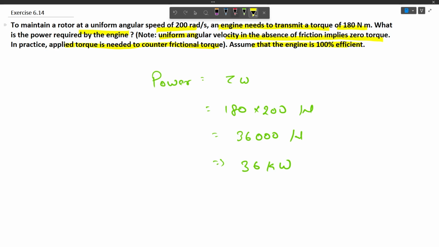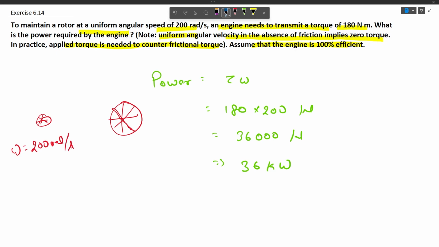So let us assume that there is a motor. This is the motor, and this is the engine that is making this motor rotate. Now this motor is rotating at an angular speed of 200 radians, so omega for this motor is 200 radians per second.